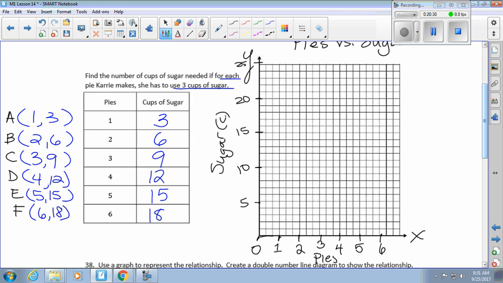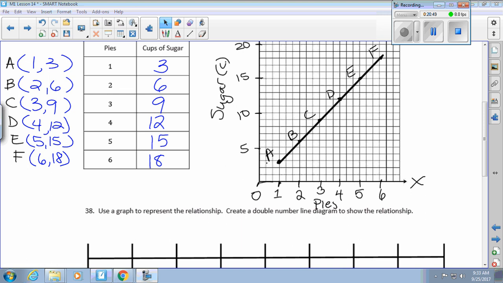So just to go over one of these, you would go over 1, up 3. Now you're not going to go over 1 here, you're going to go 1 like right here, okay, and up to 3. So your first point should be right at that intersection. Alright, I'm going to pause this, we're going to complete the graph.